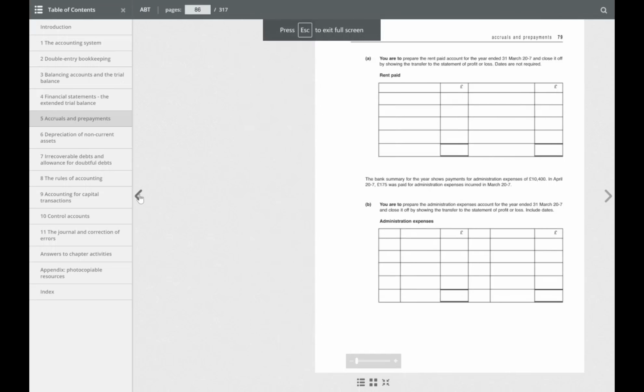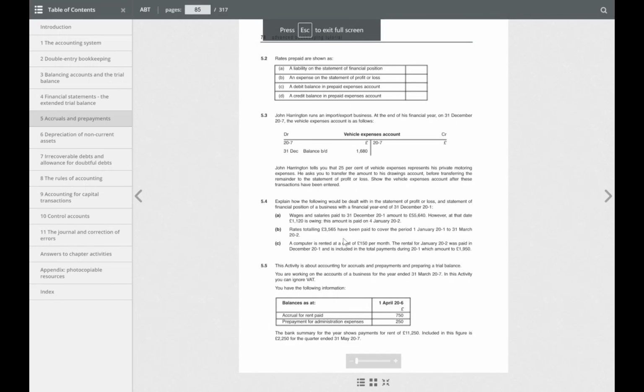This is an important one. So 5.5, can you read this? Yeah, the activity is about accounting for accruals and prepayments and preparing a trial balance. You are working on the accounts of a business for the year ended 31st of March 2007. In this activity, you can ignore VAT. You have the following information.